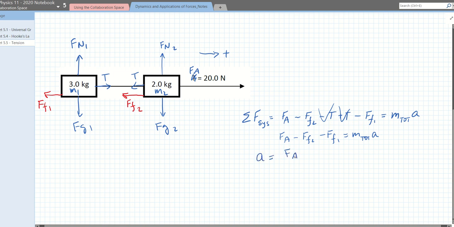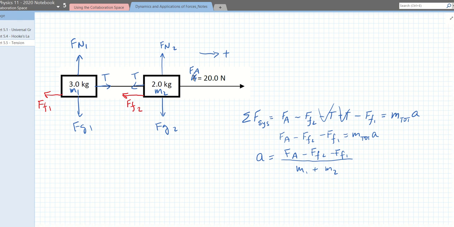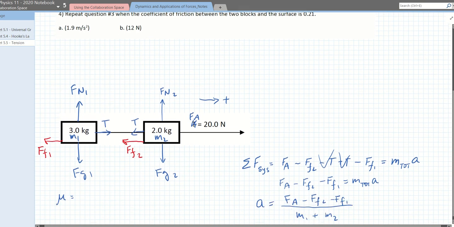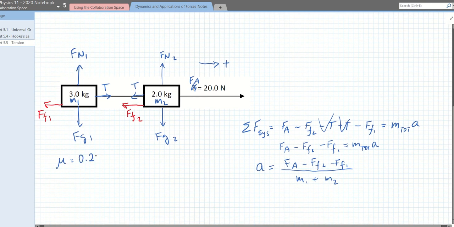So it's going to be all of this over the total mass, which in this case, we only have the two masses, so it's going to be M1 plus M2. So that's our formula. Now we have to figure out what to plug in for each of these. Fa is given, so that's pretty straightforward. We just plug in 20.0, but the friction forces are not given, so we have to come back and figure out what those friction forces are. We know what the coefficient of friction is. It's 0.21 for both of them.